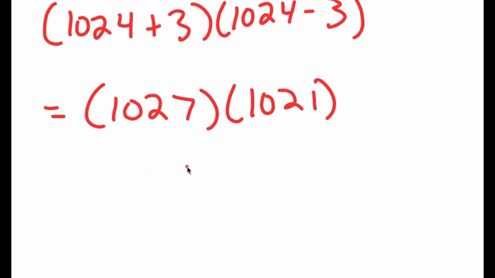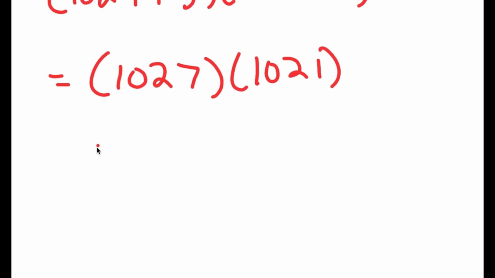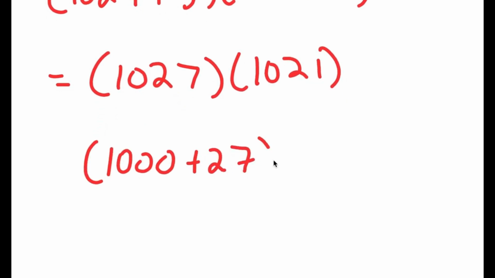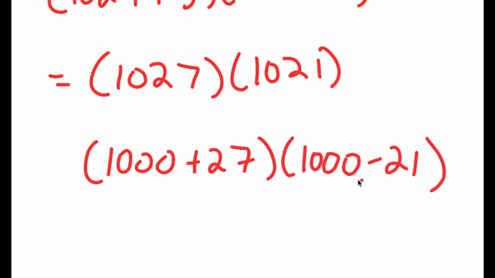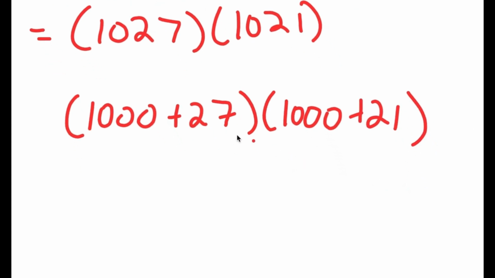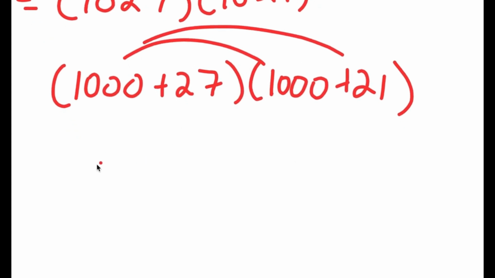Now, we can obviously multiply this in this form, but there is a simpler way to multiply these two numbers. So what I'm going to do is rewrite this as 1000 plus 27 times 1000 minus 21. Or sorry, 1000 plus 21. And now this way, I can distribute.